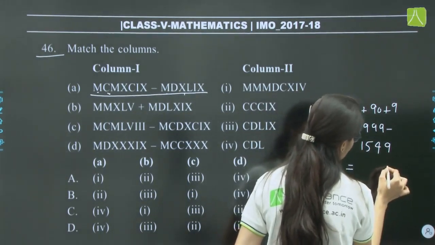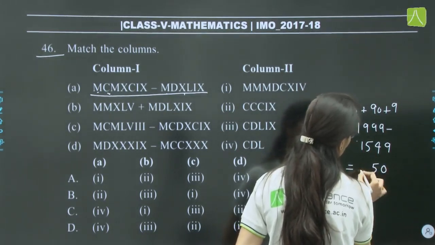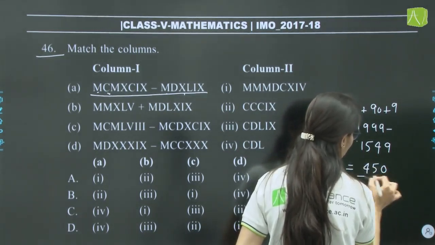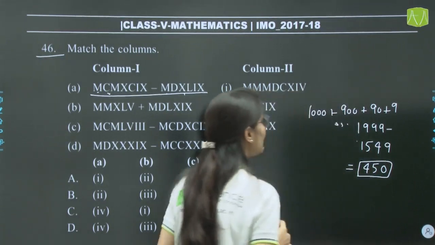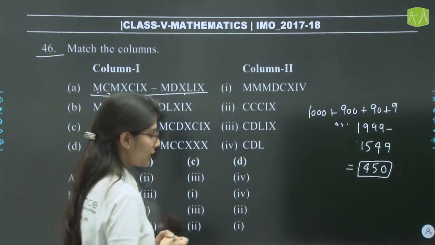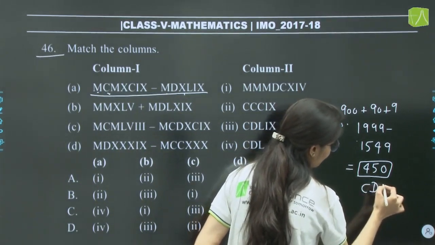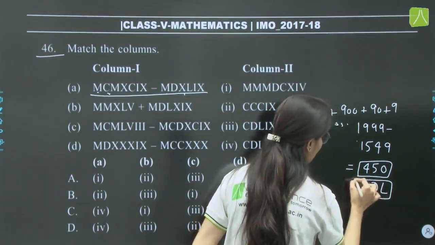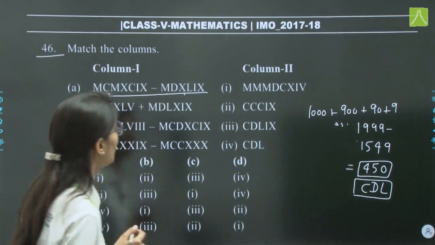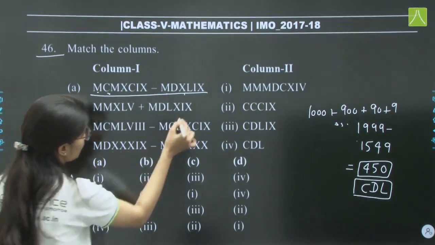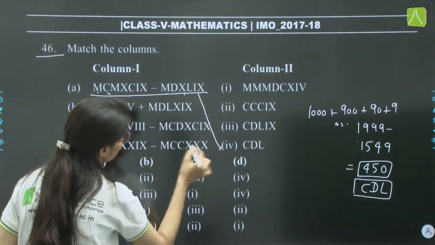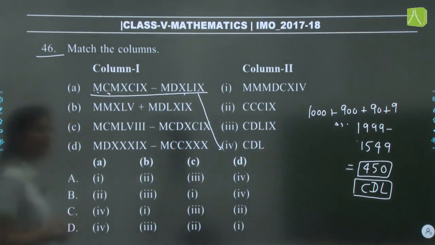So 9 minus 9 is 0, 9 minus 4 is 5, 9 minus 5 is 4, so it's 450. And now you have to write this 450 in Roman numeral. So how can we write this 450 in Roman numeral? CD is 400, and 50 is L. So CDL will be the correct option for this, and you can check this A option is going to match with this fourth one. Now you have to check the second one.